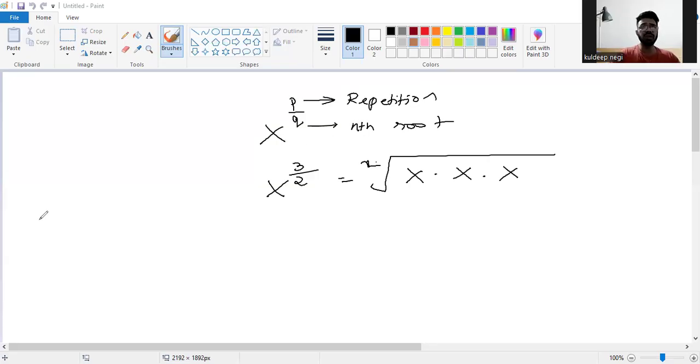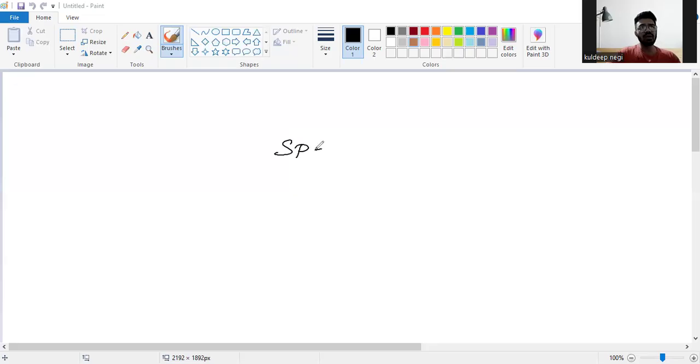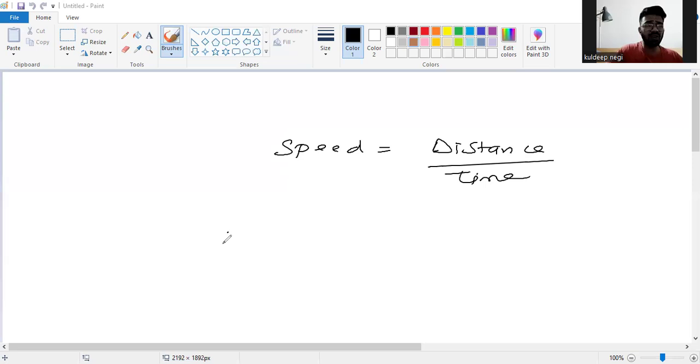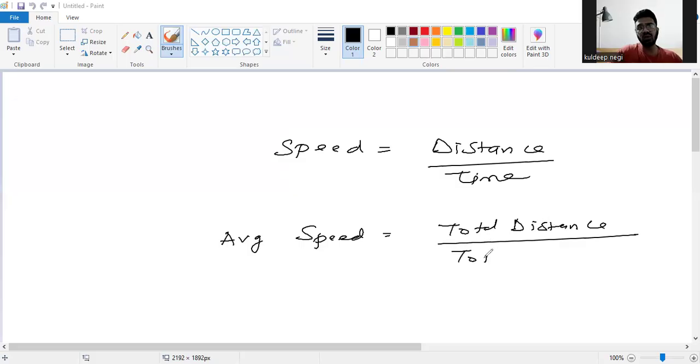Now I'm moving to speed. The very basic formula of speed is equal to distance upon time, the distance covered in a given time. Next formula, again a very important formula, average speed, which is equal to total distance upon total time. Total distance covered in total time.